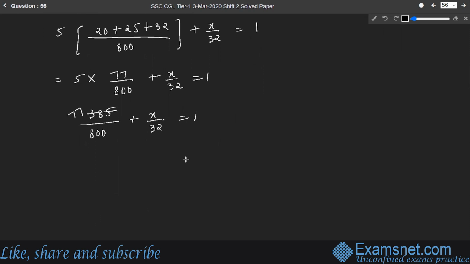77 into 5 is 385. All right, and when we cancel 800, then it will be 160. So we have 77 upon 160 plus X by 32 is equal to 1. Okay, now further we have to take the LCM here. So from here, x by 32 will be equal to 1 minus 77 by 160. We have taken this term to the right hand side.